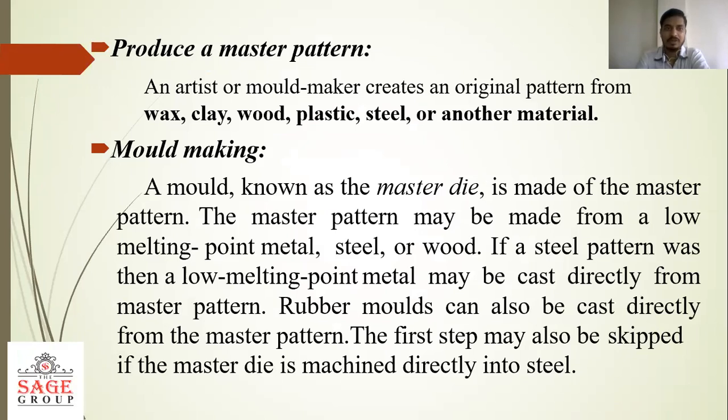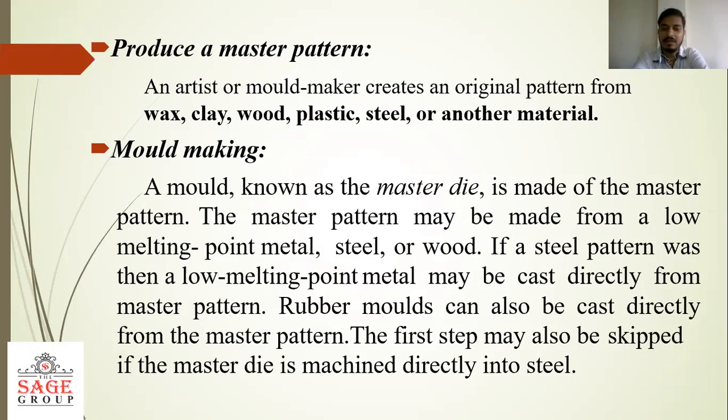First, produce a master pattern. To produce a pattern, an artist or mold maker creates an original pattern from wax, clay, wood, plastic, steel, or another material. The next process is mold making. The mold, known as the master die, is made from the master pattern. The master pattern may be made from a lower melting point metal, steel, or wood.